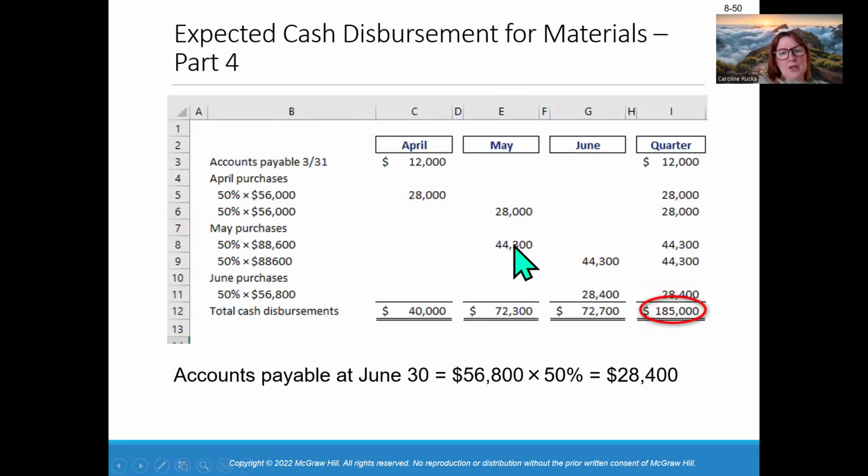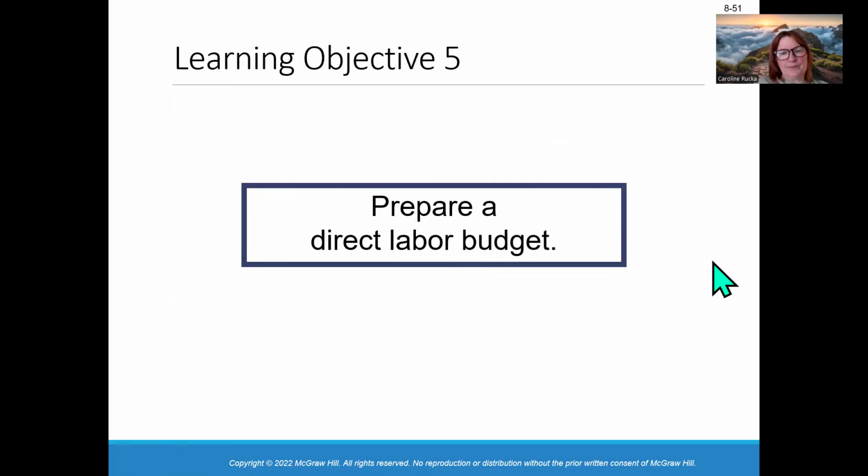All right. So then May, okay, we have that 28,000. We need to purchase 88,600, okay, but we're only paying for half of it now. We're going to pay for the other half in the following month. Okay, same thing for June. We're only paying for half. The other half is going to flow over into the next quarter.